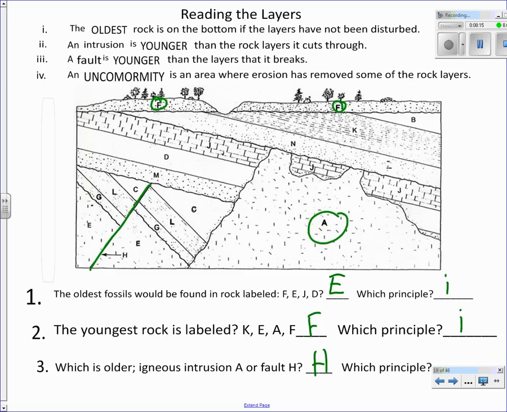Anyone disagree with that? Don't think I'm putting it down because it's right. I'm just putting it down because that's what you said. Everyone agrees with that? Okay, not looking at these reasons right now. I want to know your reason for telling me that H is older. Excellent, excellent, excellent. She says that the intrusion went through more layers, which means those layers had to exist for the intrusion to go through.